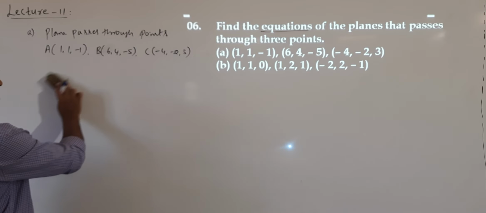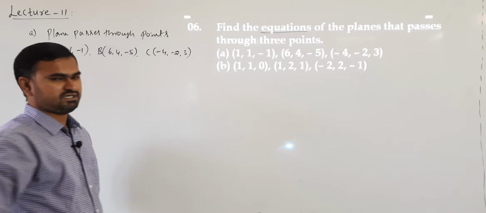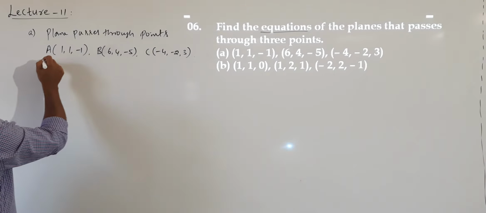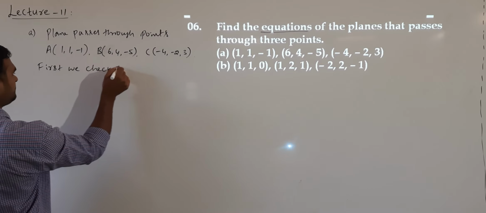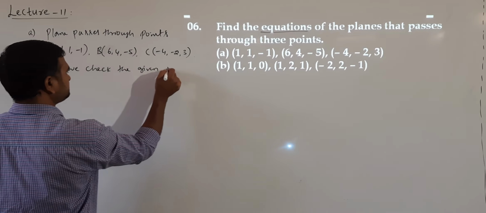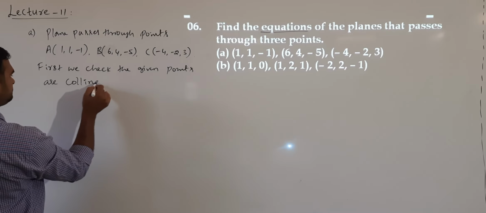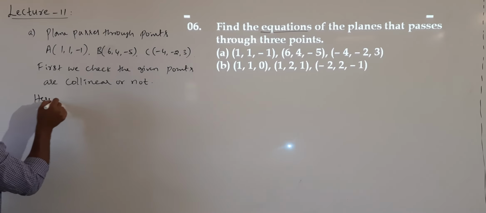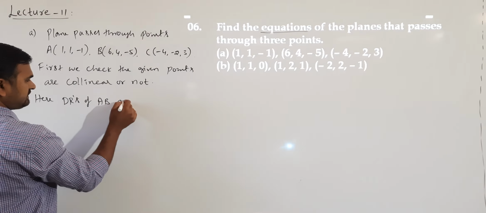How to find whether 3 points are collinear or not? Any one of the methods we can use: either the distance formula, or the section formula, or you can use the DR's concept. I will use the DR's concept here. So first we check whether the given points are collinear or not.